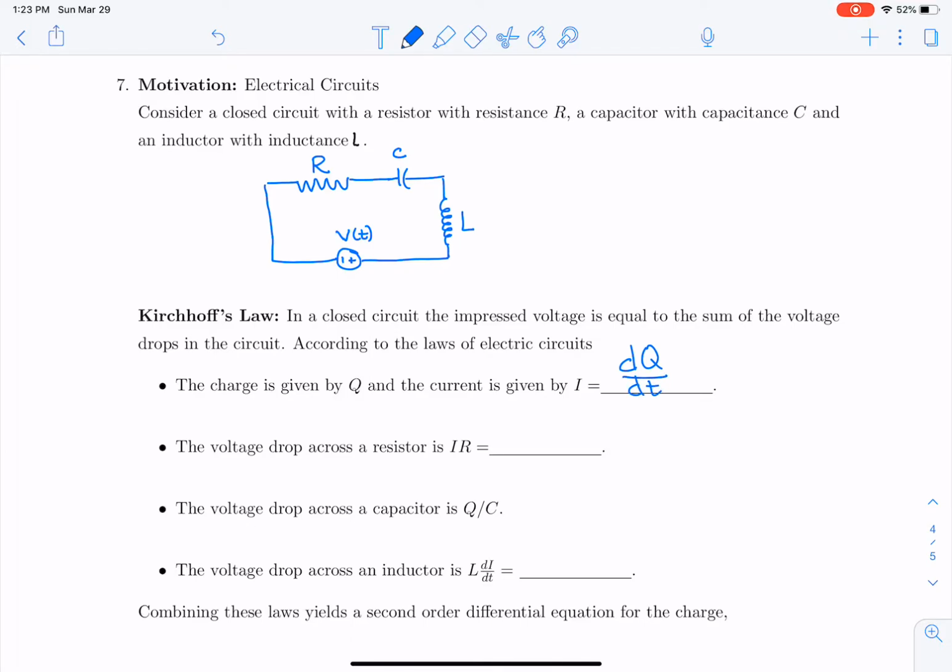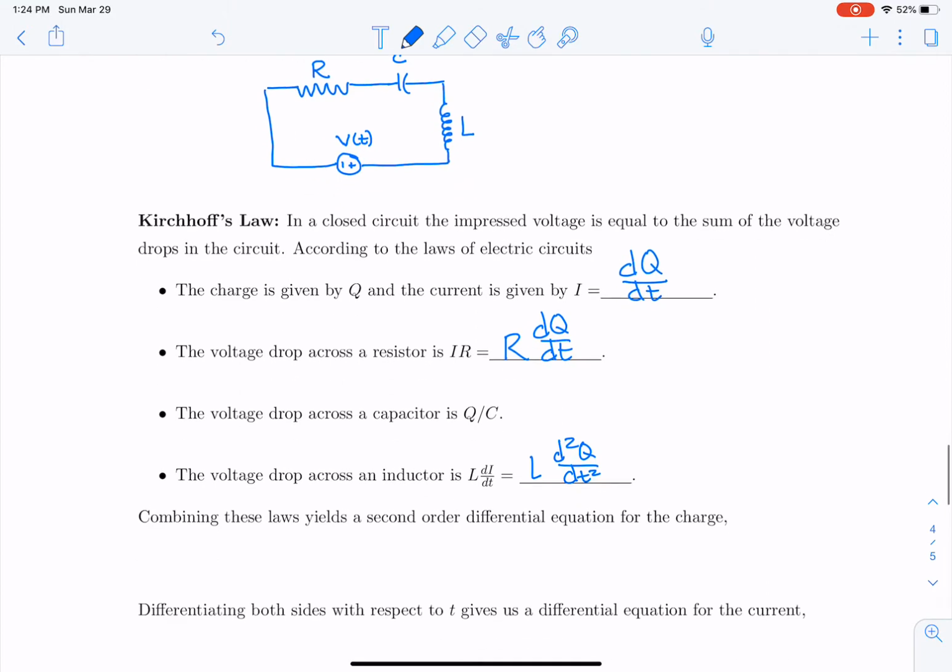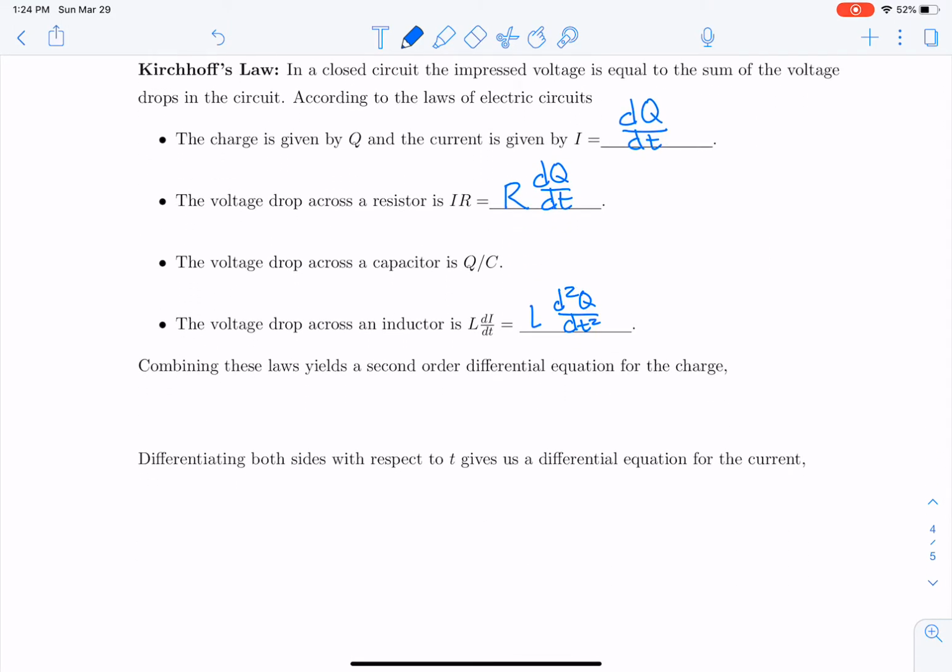Now, the voltage drop across a resistor is equal to I times R, or we can write this as R dQ/dt. And then the voltage drop across a capacitor is Q over C, and the voltage drop across an inductor is going to be L dI/dt. Another way we can write that is L d squared Q/dt squared. Okay, so if we combine these laws, this will yield actually a second order differential equation.